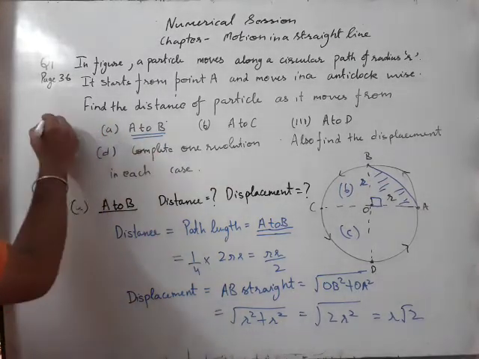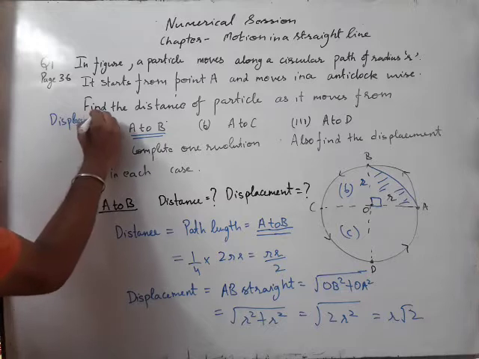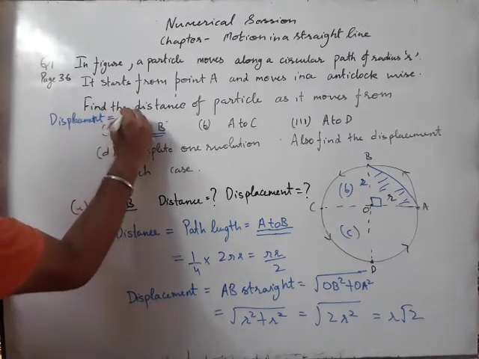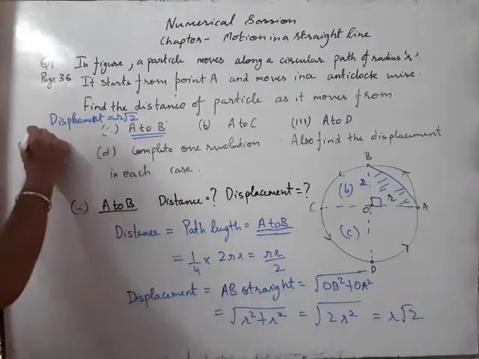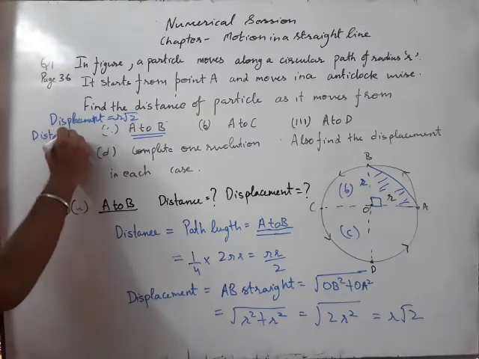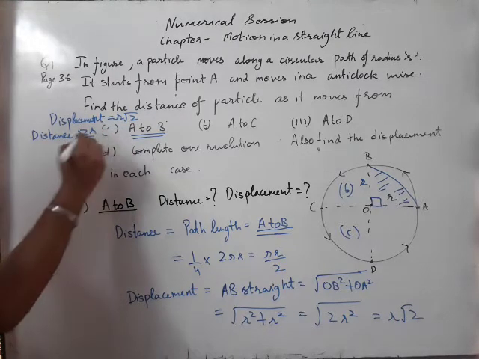I will write over here: displacement for this portion is r into root 2, and distance for this first portion is pi r by 2.